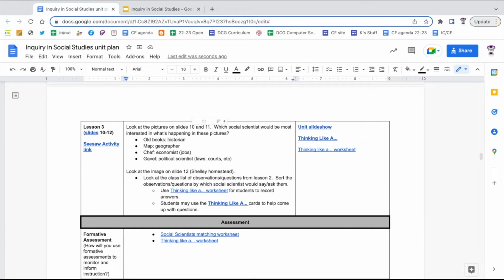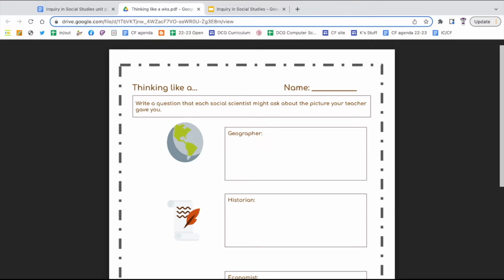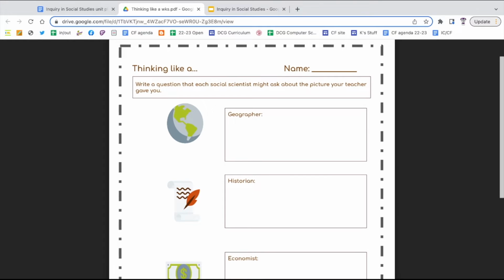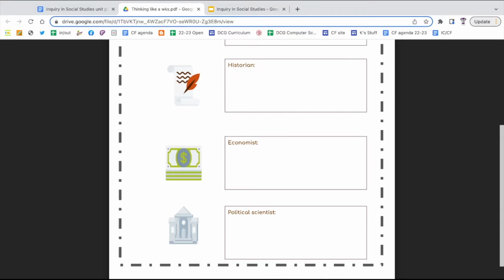In Lesson 3, students look at a few pictures and try to determine which social scientist would be most interested in each. Then they complete a worksheet called Thinking Like a. In this case, that means thinking like a social scientist. To complete this worksheet that works as a formative assessment, you need to give a picture. Again, it's the Shelley Homestead picture, and encourage students to write a question that each of the social scientists would ask. And you can see there's a spot for geographer, historian, economist, and political scientist.